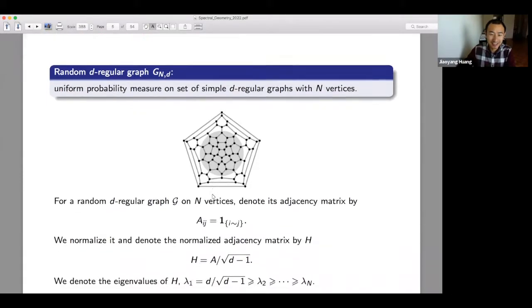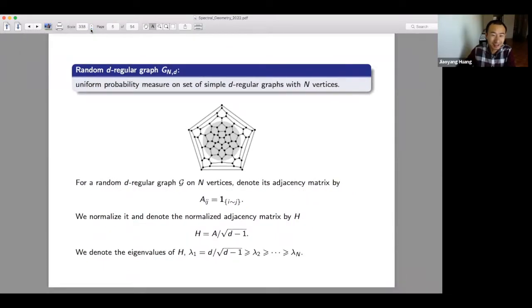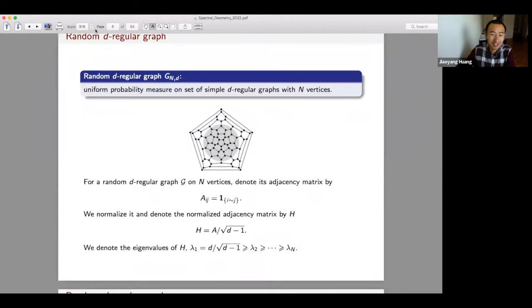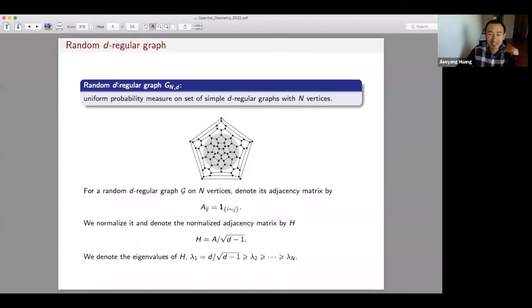And I will study this d-regular graph from a random matrix point of view, just by viewing this d-regular graph as a random matrix. So I will represent this graph by its adjacency matrix A, where A_ij equals 1 if and only if there is an edge between vertices i and j. Then we slightly normalize this adjacency matrix by the scalar square root of d minus 1. The adjacency matrix A has 0-1 entries, and because this graph is d-regular, each row sum and column sum of this matrix is d. So this matrix A has a trivial eigenvector (1, 1, 1, ..., 1) with eigenvalue d.